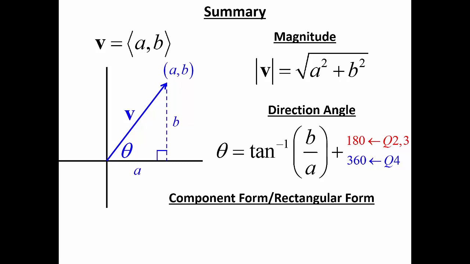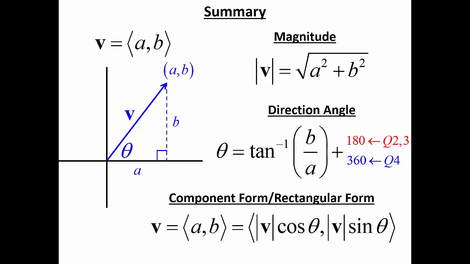If you have the direction angle and magnitude, you can find the component form, or what we'll in the future start calling the rectangular form. Don't worry about that just now. If you have the magnitude and direction, you can figure out the component form just by multiplying the magnitude times the cosine of the angle for A, the magnitude times the sine of the angle for B.